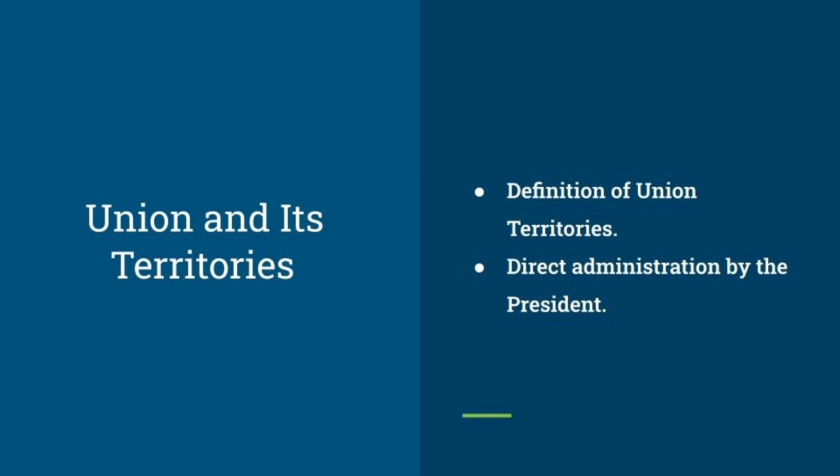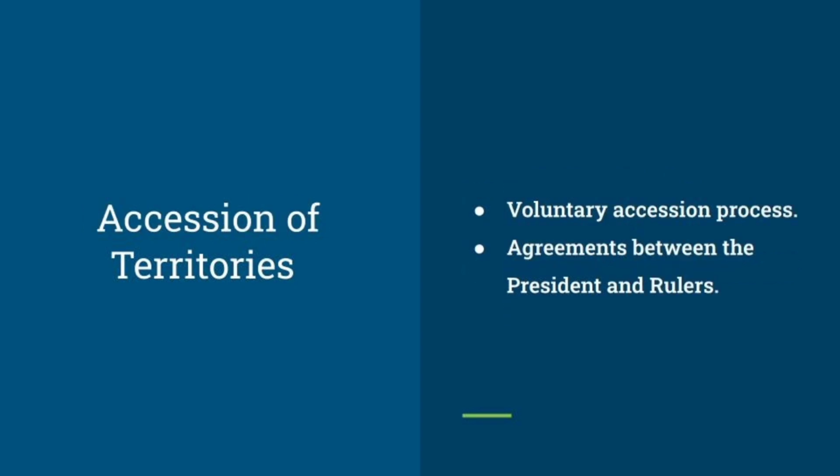Then the next thing is accession of territories. Article 1 upholds the principle of voluntary accession, stating that any territory can join India by acceding to it. The accession process involves the signing of agreements between the President of India and the ruler of the territory, specifying the terms and conditions of the merger. So this is what happened when Jammu and Kashmir acceded to India.